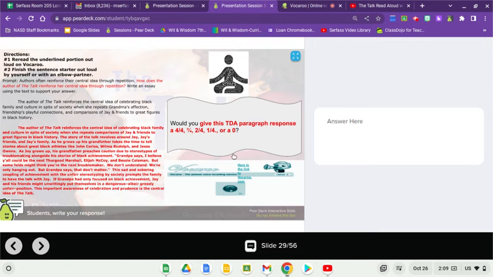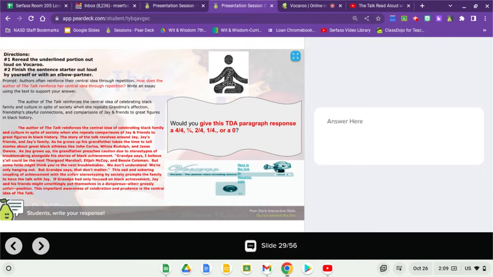you're going to go over there and read what's in the red. Well, first they're asking, would you give this TDA paragraph response a 4 out of 4, a 3 out of 4, a 2 out of 4, a 1 out of 4, or a 0? So you have to read it to figure it out. And of course, you're going to read the whole thing. But right now, your job is to read just the red out loud. I'm only going to read the top red part, and then I'm going to give you a chance to take care of business on your own.